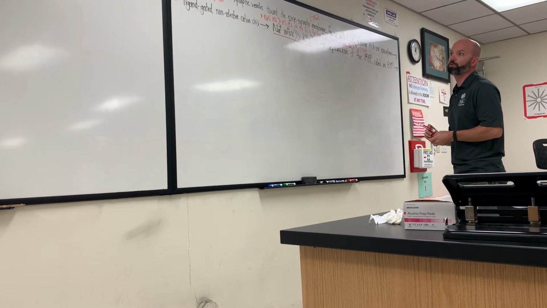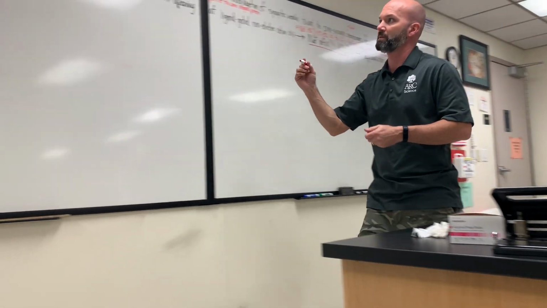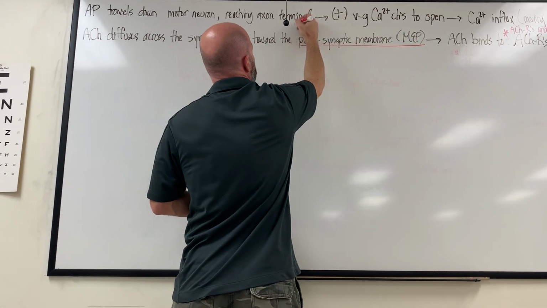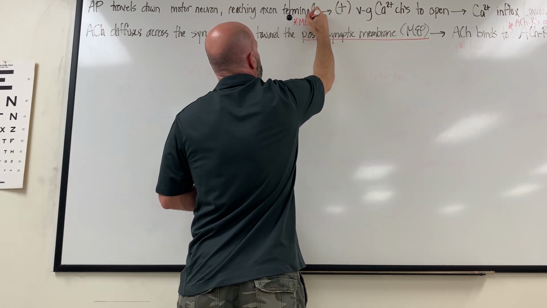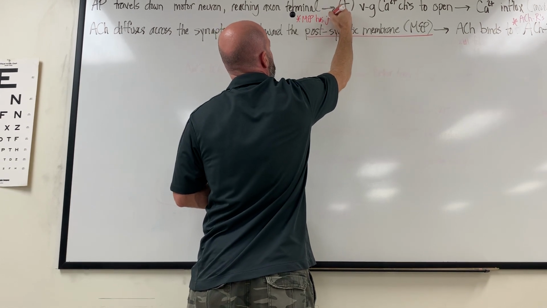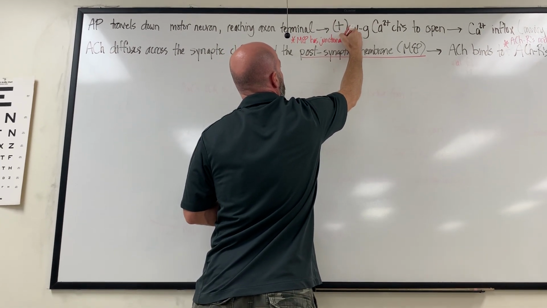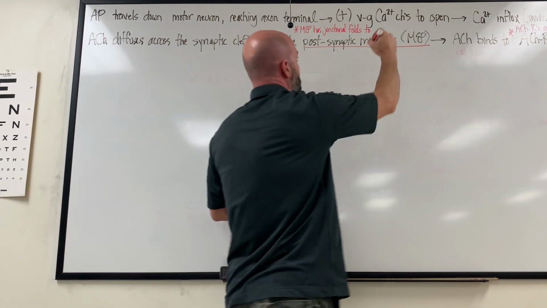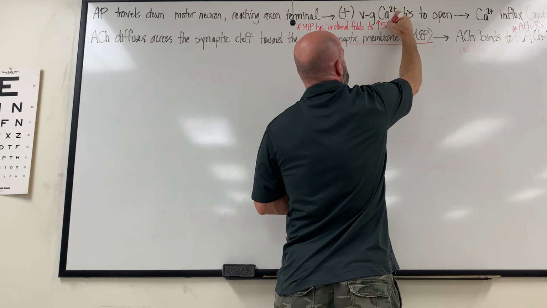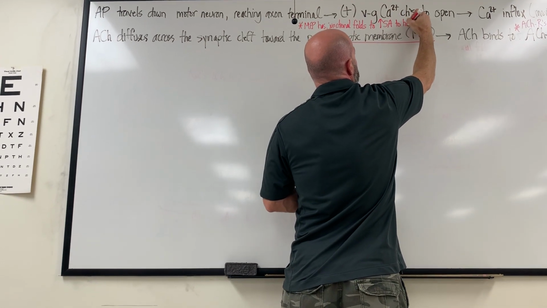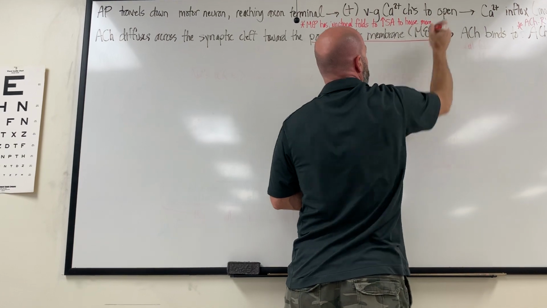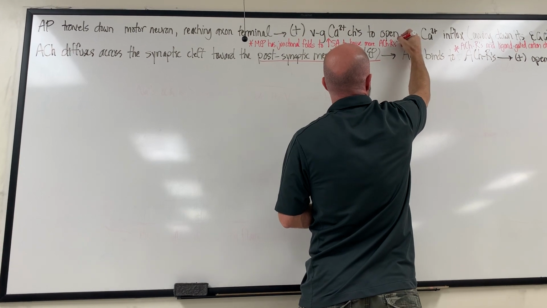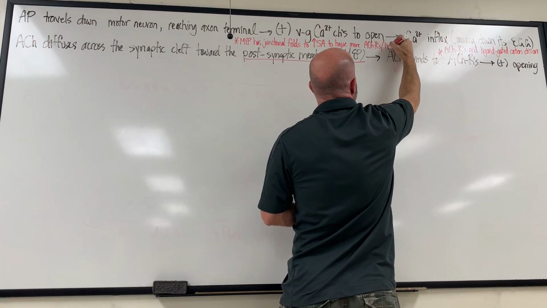How about the motor end plate? So structurally, how is it different than the sarcolemma? The MEP has junctional folds, and the purpose of them? Increase surface area to house more proteins, which we're using as ACH receptors and ligand-gated channels.